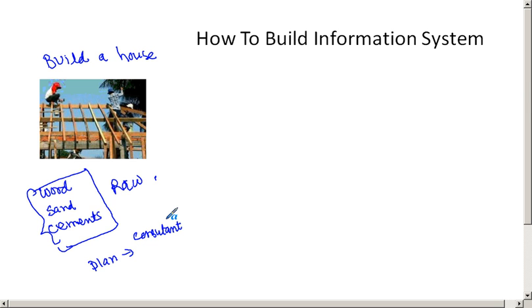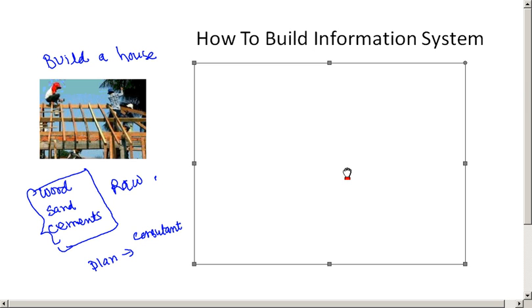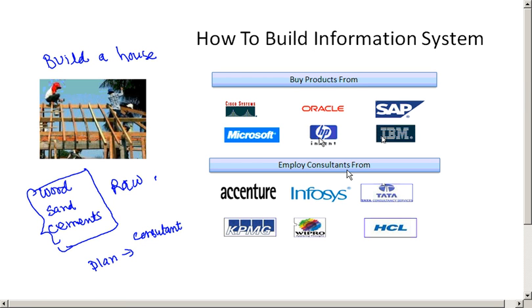So if we come to exactly the same way, we can build an information system. To build an information system, we need two things. We need to buy products from companies like Cisco Systems, Oracle, SAP, IBM, HP, Microsoft. These are basically the raw materials to build an information system, exactly the way that we discussed to build a house.